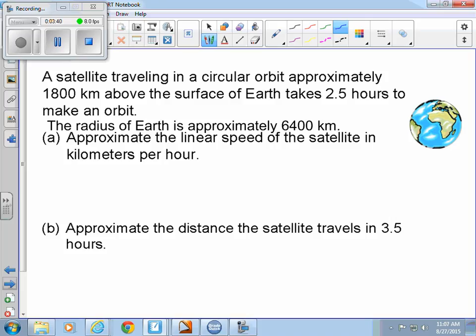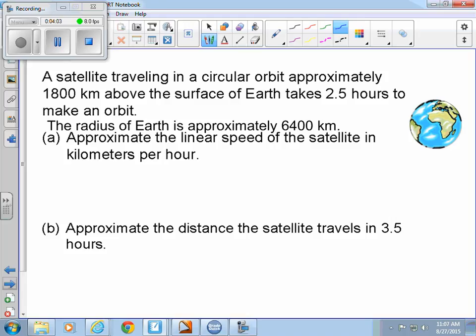Satellite, so this one's kind of a tough one. A satellite traveling in a circular orbit approximately 1,800 kilometers above the surface of the Earth takes 2.5 hours to make an orbit. The radius of the Earth is approximately 6,400 kilometers. Approximate the linear speed of the satellite in kilometers per hour.